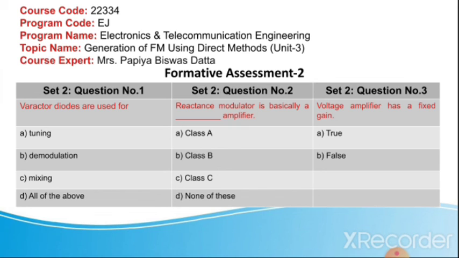I hope you got the answers. So varactor diodes are used for tuning. Reactance modulator is basically a class A amplifier, and a voltage amplifier has a fixed gain. This is true. So these are the answers.